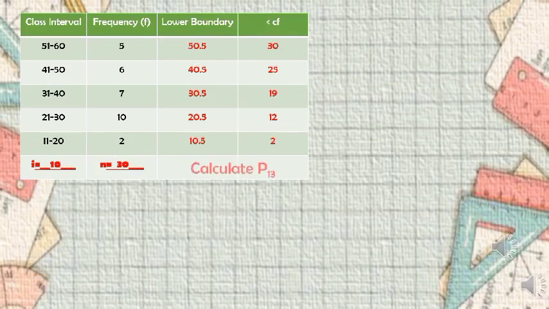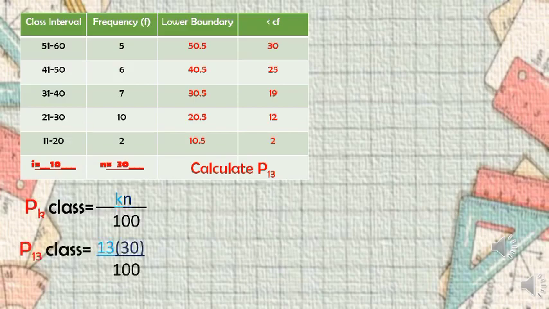Let's have another example. Let's calculate the percentile 13. So, we will be identifying the percentile class using the formula k times n divided by 100. So, substitute the corresponding value. So, we have the value of k is equal to 13 and the value of n is equal to 30 divided by 100. So 13 times 30 divided by 100 is equal to 3.9.